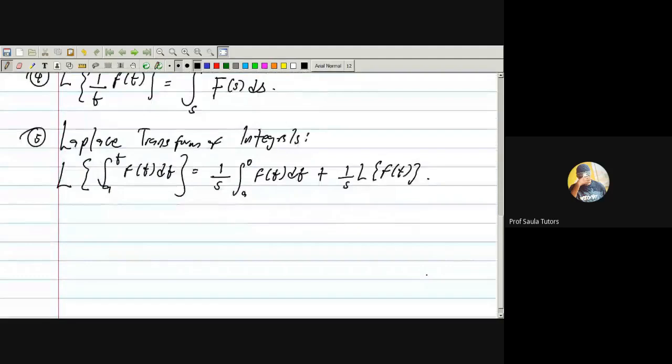I want to work on this Laplace transform of an integral. Let's assume that a is 0. Assuming a is 0, it means you want to find the Laplace transform of the integral from 0 to t of f of t dt. How do we do it? If I put 0 in this one, what happens to the integral? It vanishes.